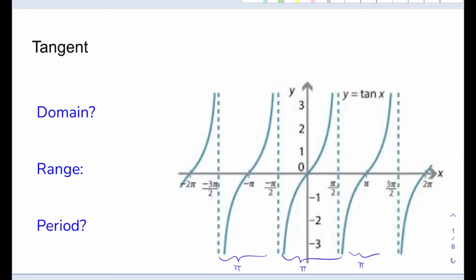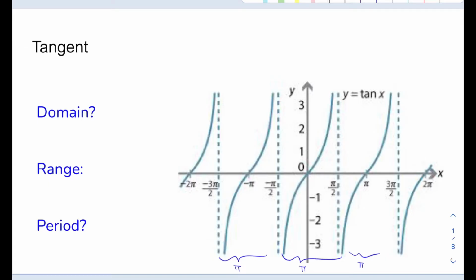And then the domain, it's all real numbers except for where the asymptotes are, because we remember from our unit circle that tangent is undefined in quite a few places. Right, there are quite a few places tangent is undefined, and those are our asymptotes here. Tangent of pi over 2, tangent of 3 pi over 2, in distances of pi.